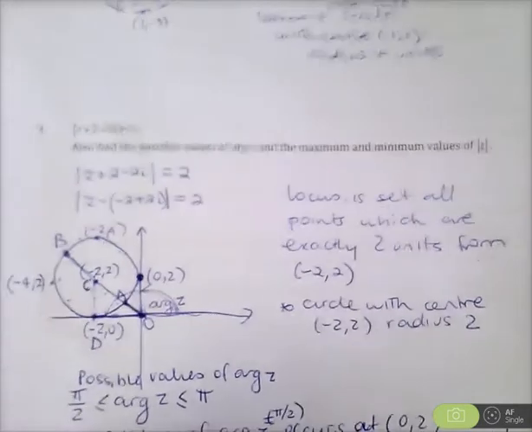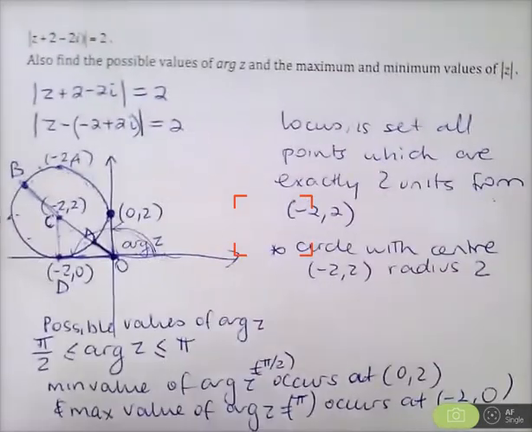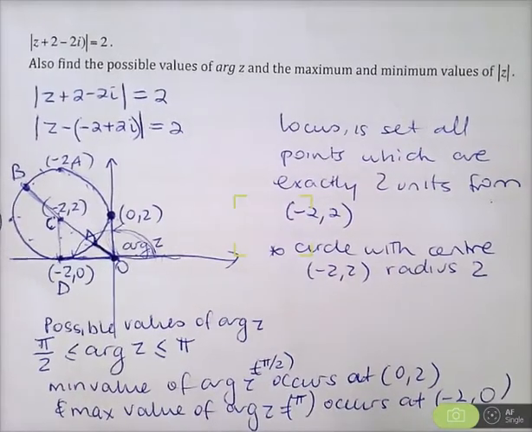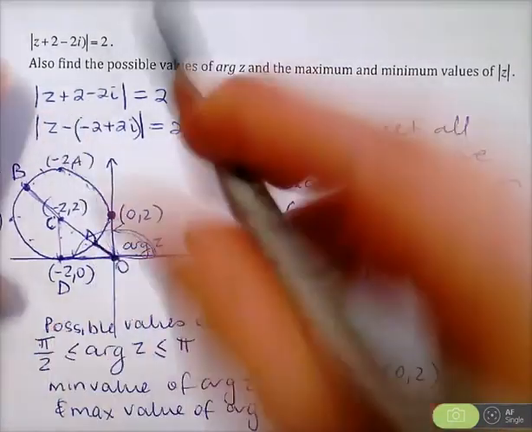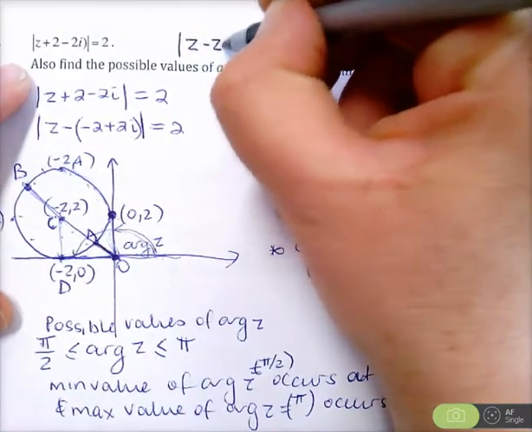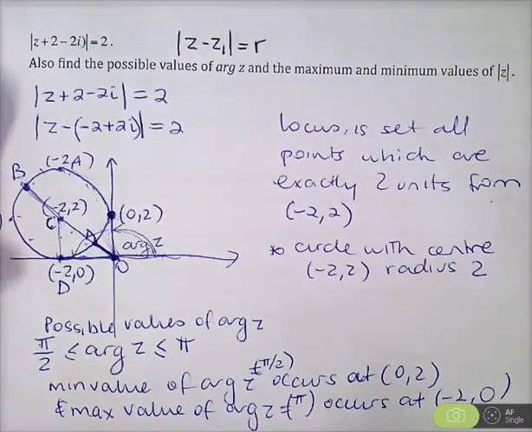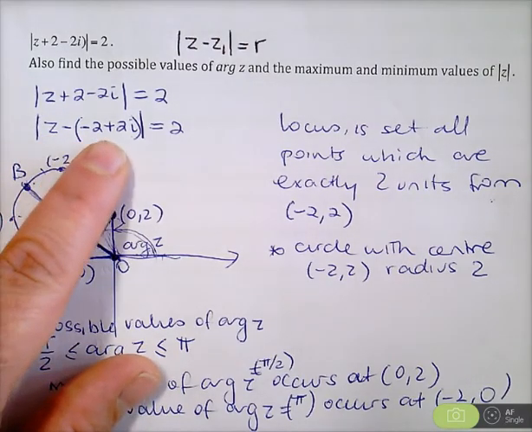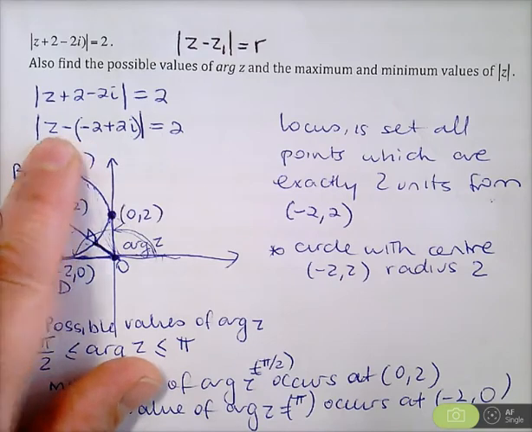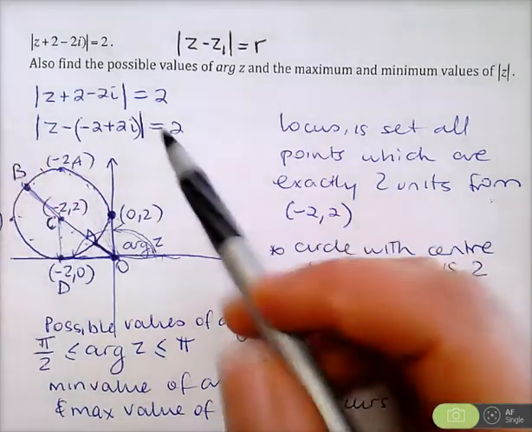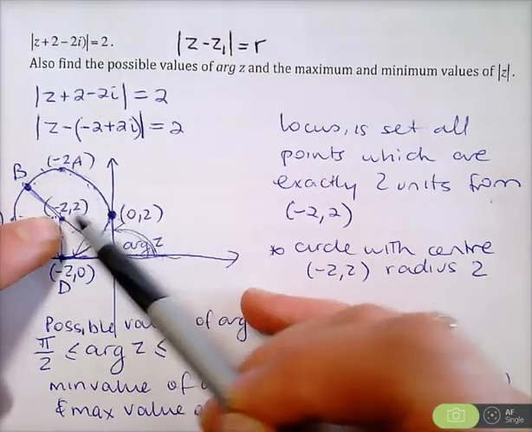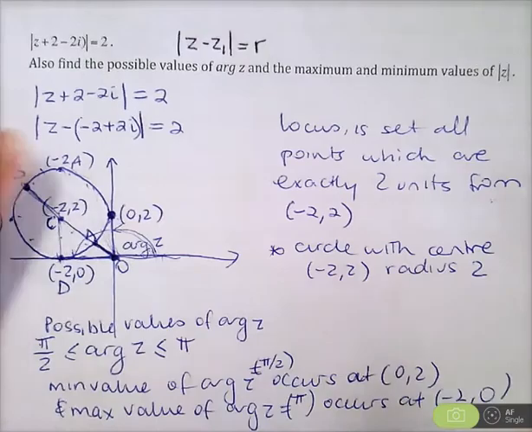Then if you see this one here, for example, written z plus 2 minus 2i, you've got to change the way it looks, because it must be of the form z minus z1 equals the radius, which is why we've rearranged this as z minus negative 2 plus 2i, okay, because you get plus 2 minus 2i. So you need a circle with centre negative 2, 2, radius 2. You'd go 2 units up, down, sideways, etc.